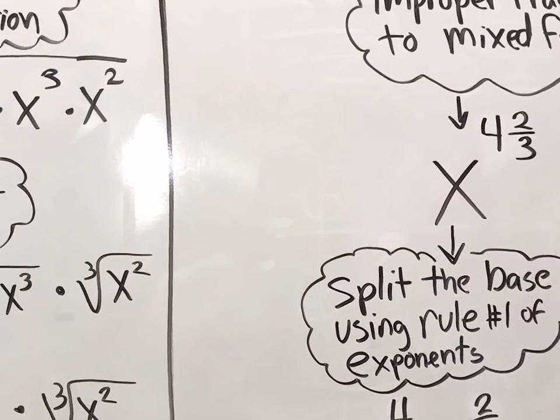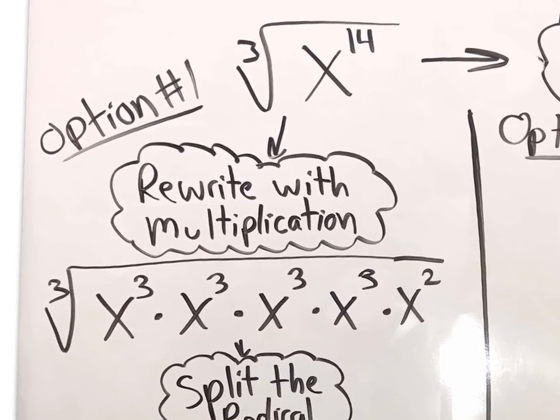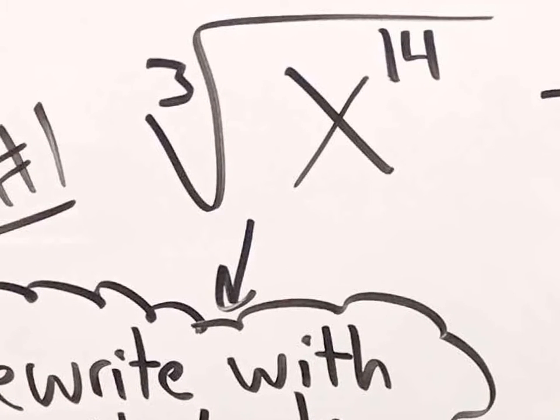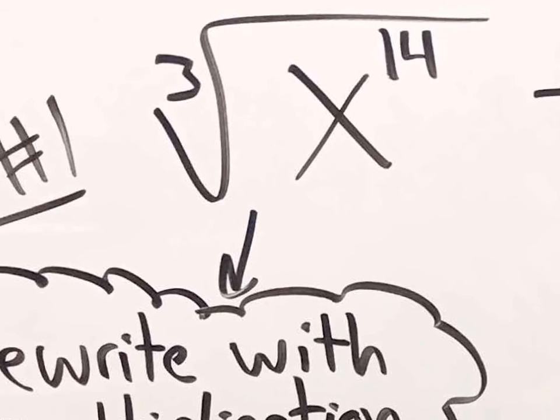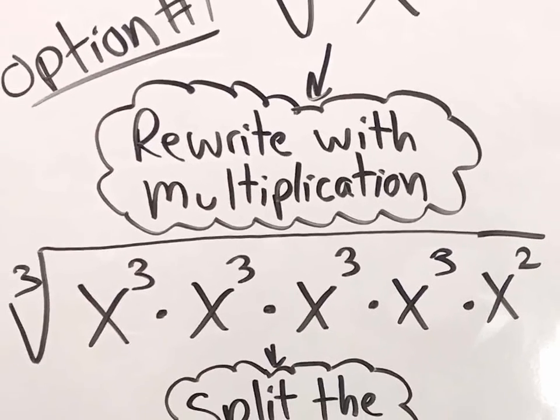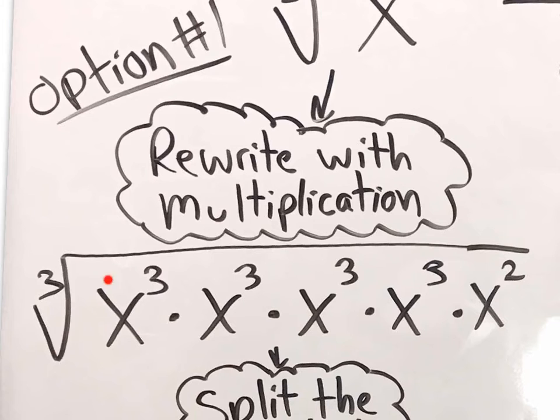Now, if you are totally struggling with that, you might want to try this other option. Okay? So the third root of x to the 14th, you could rewrite the x to the 14th with multiplication to get powers of 3, because after all, on a third root, you want something with the power of 3, right? So you could go rewriting with multiplication. So I want to go x to the 3rd times x to the 3rd times x to the 3rd times x to the 3rd, and 2 more gives me a total of 14. And this is the third root.